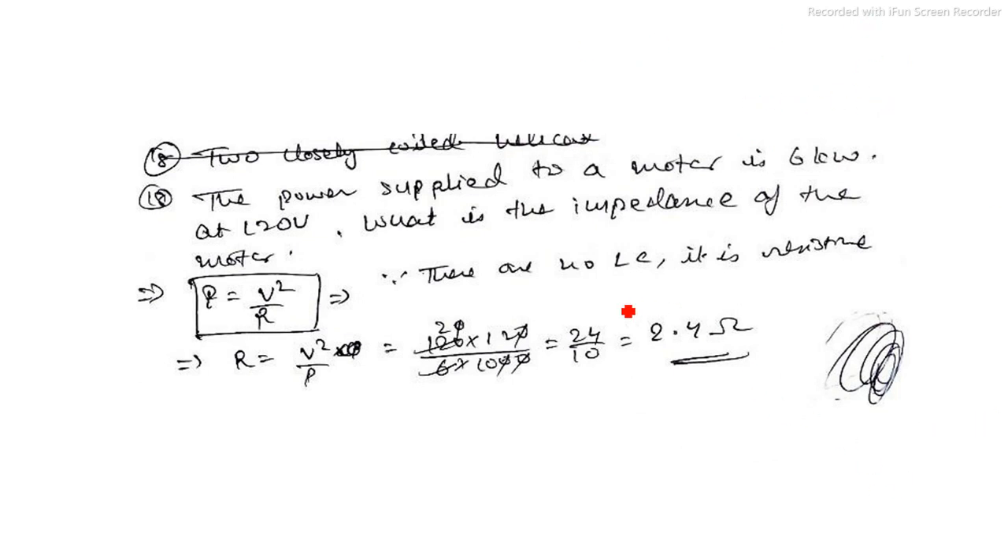You can see there is no mention of inductive reactance or capacitive reactance, which means this is a resistive circuit. So therefore we can directly use the formula P is equal to V square by R. In a resistive circuit we know the formula for power is V square by R. So from here we can find the resistance, and that resistance will be equal to the impedance.